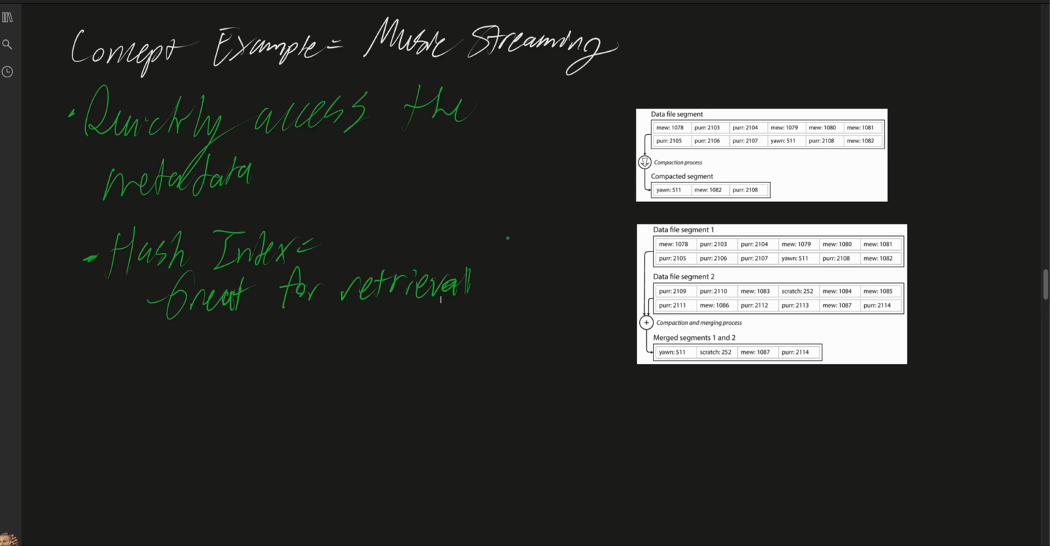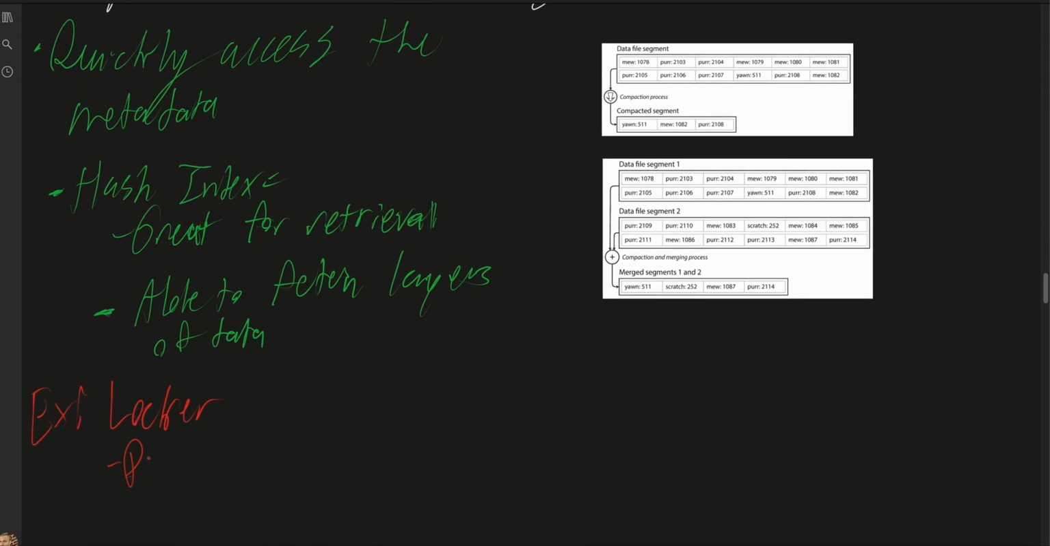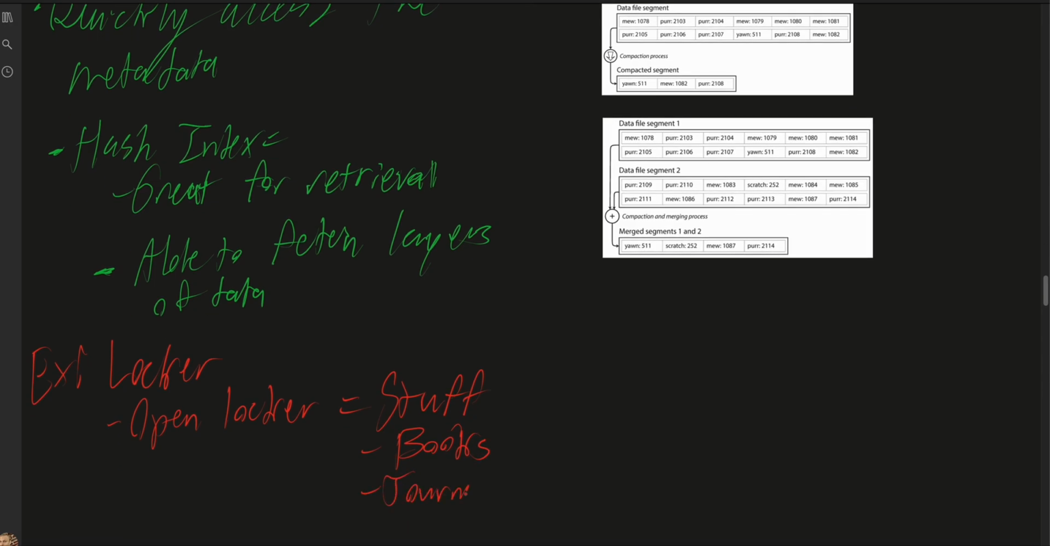Hash indexes are able to fetch the song's details along with other layers of data. For instance, in the context of our locker example, whenever we open our locker, we're able to get our stuff in. That can include books, journals, etc. We're basically able to get layers of data.